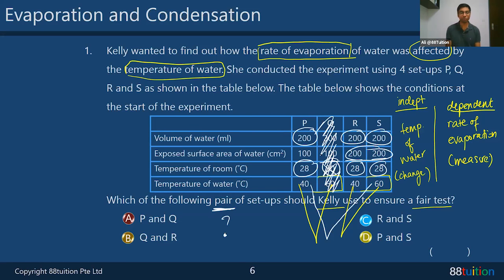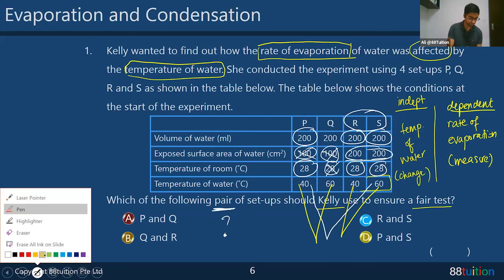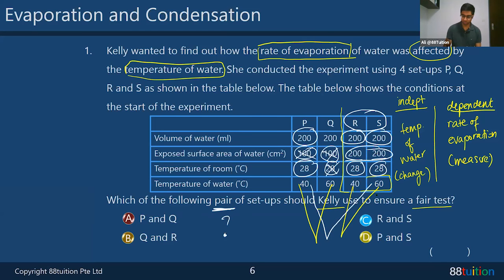Next, therefore this 100 also goes away, right? This 20 goes away, and therefore she cannot go 100, 100. She has to go 200, 200. So that's why R and S looks like the best, because they are 200, 200, 200, 200, 28, 28, and 40, 60. Yay. So these two will fit the pair of setup Kelly should use. So that was the answer, R and S. C.